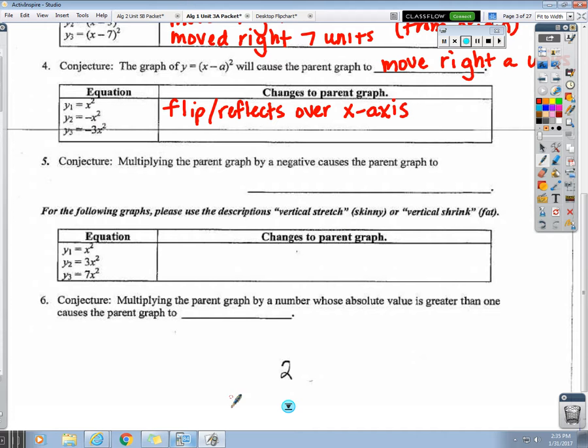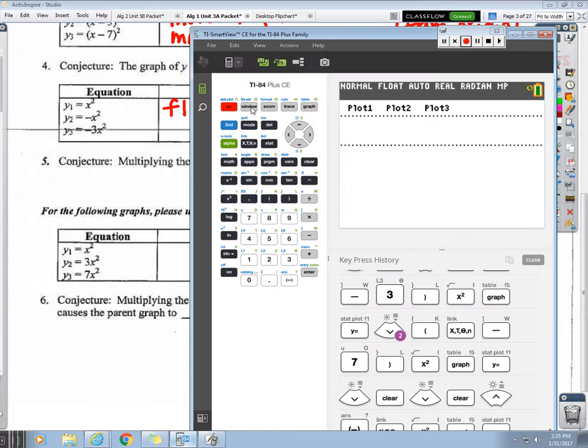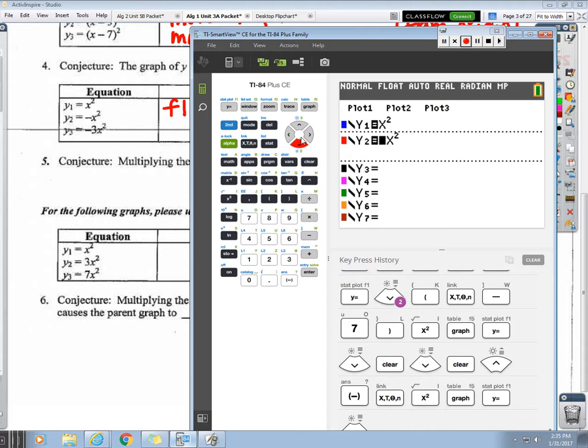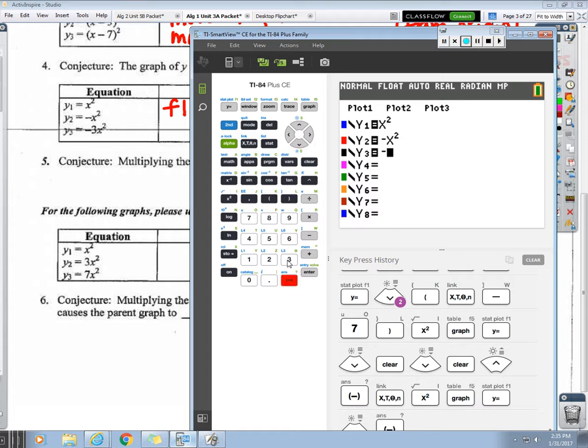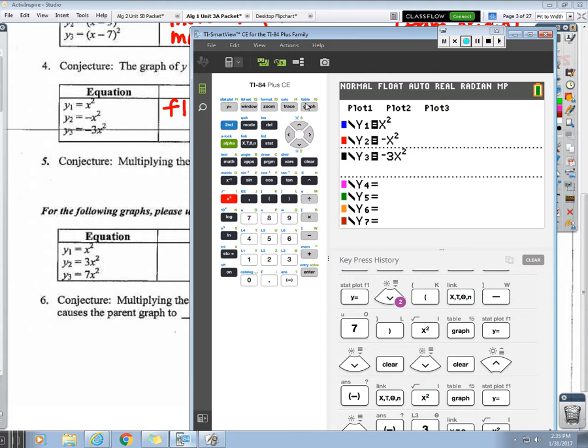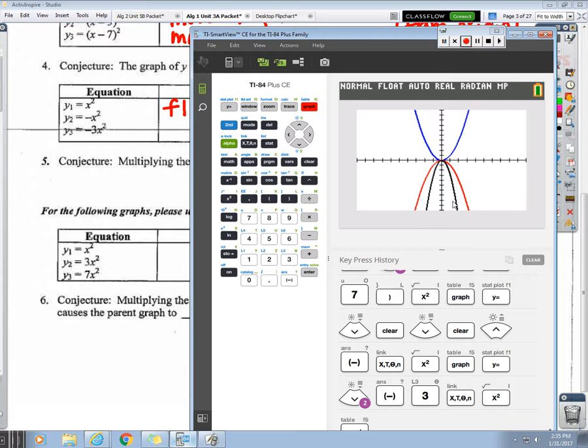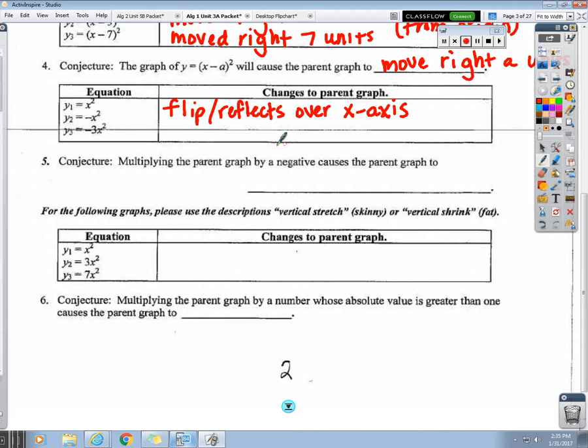Okay, so now type in negative 3x squared and see what happens. Right. Once again, that negative in front flips it upside down, but the 3 does make it skinnier this time. Okay, and we're about to move into that in the next box about making it skinnier or fatter. Okay, so for this one, the conjecture is that multiplying the parent graph by a negative, putting a negative out in front, causes the parent graph to do what? Flip or reflect, however you want to say it.